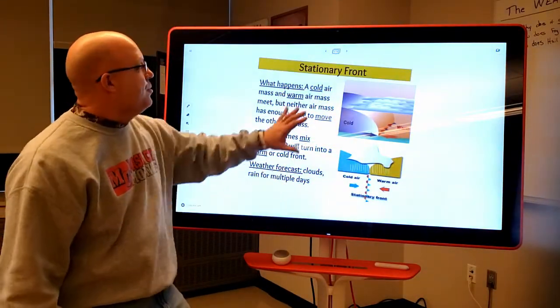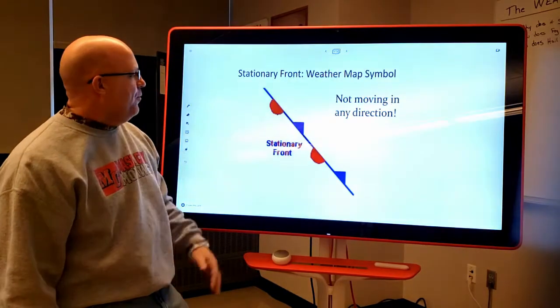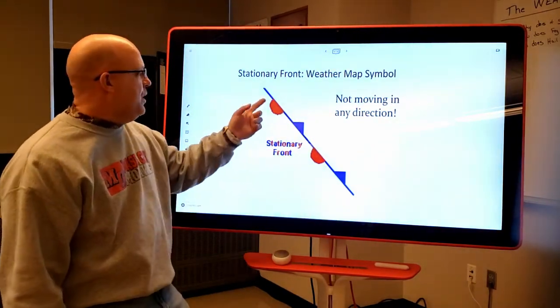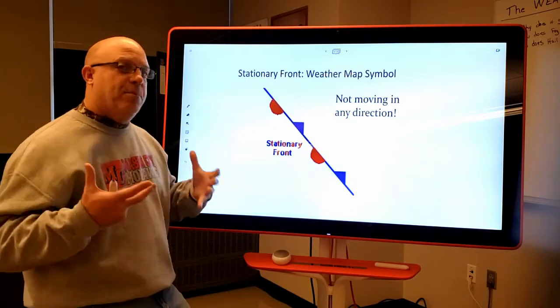Weather forecast, clouds, rain for multiple days. The symbol, of course, is the interchanging line where you see red, blue, red, blue, red, blue, and it's not moving in any direction.